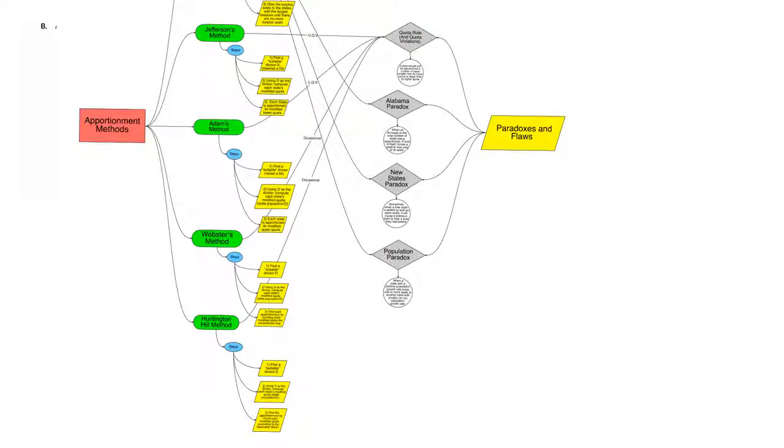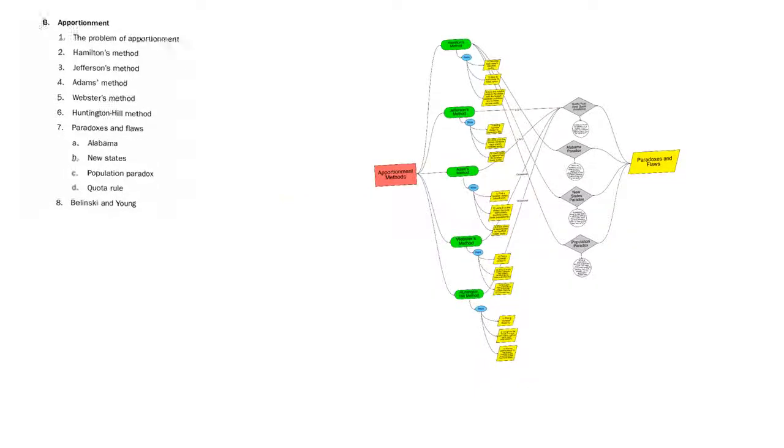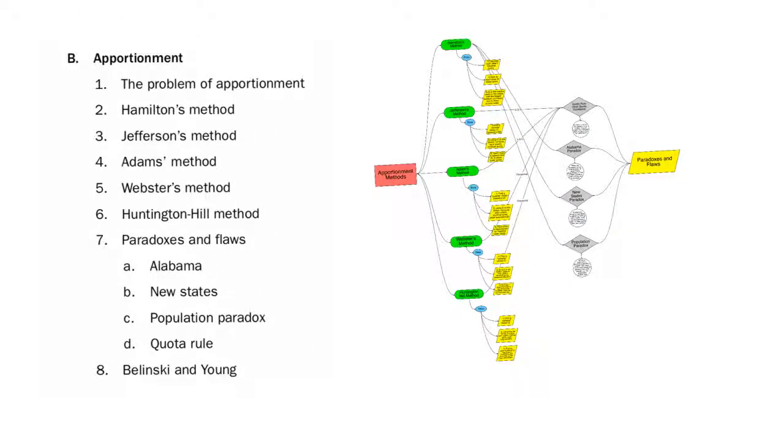Okay, so that is a nice overview of the methods as well as the various paradoxes and flaws that each method might run into. And now let's move on to this Balinski and Young part. The Balinski and Young part of this outline is basically just referring to the Balinski and Young impossibility theorem. Okay, so I'll just write that: the Balinski and Young impossibility theorem.